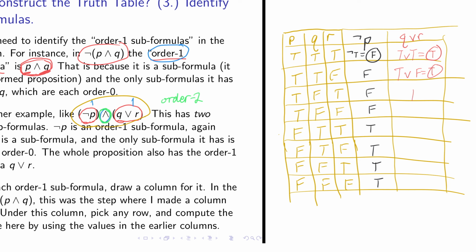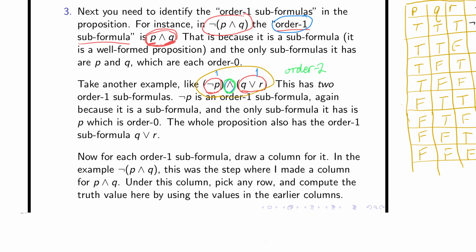Then F or T, so T, then F or F, so F, then T or T is T, T or F is T, F or T is T, F or F is F. And there's my order 1 subformula. Now, if there were more order 1 subformulas, you would have to continue doing all these computations for all of the order 1 subformulas. So there you have it.